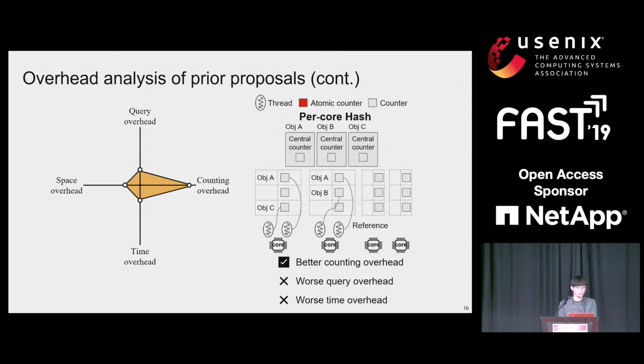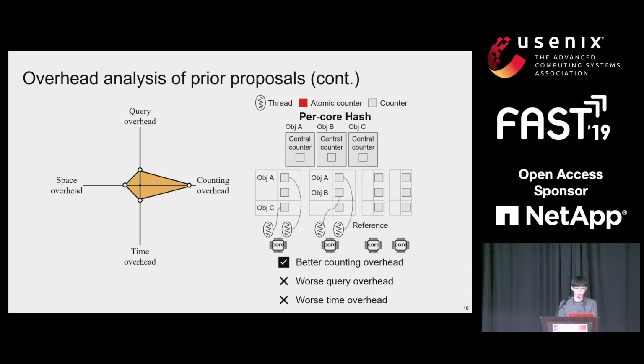As you see in this slide, each core maintains a fixed-size hash of local reference caches. And the processes running on a core only access the local reference cache in the hash. When a process accesses a local reference cache, it does not use atomic operations, so it achieves better counting scalability.